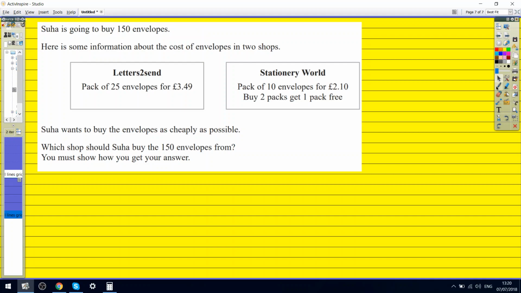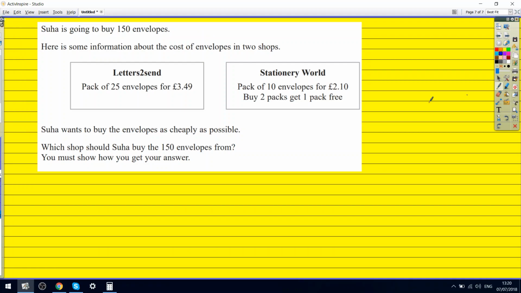150 envelopes. Here is some information about the cost of envelopes at 2 shops. Letters to Shen, pack of 25 envelopes for £3.49. Stationery World, pack of 10 envelopes for £2.10. Buy 2 packs, get 1 pack free. So she wants to buy the envelopes as cheaply as possible. Which shop does she buy the 150 envelopes from? You must show how you get the answer.